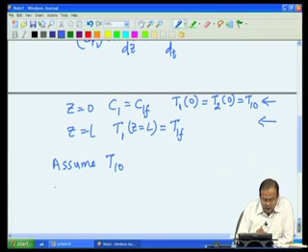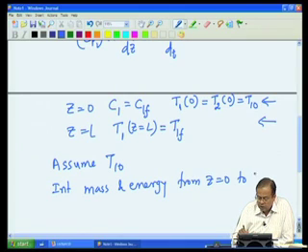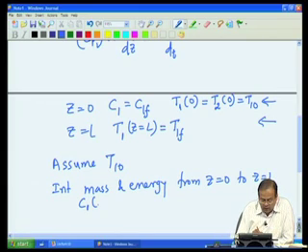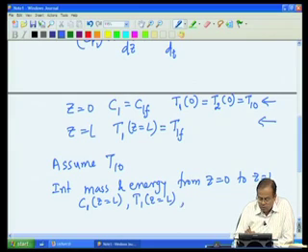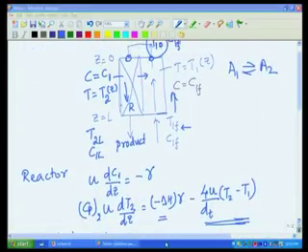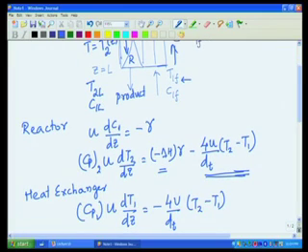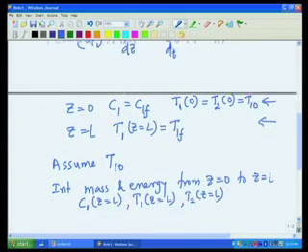Then I integrate the mass and energy balance from z equal to 0 to z equal to L. So, I will then know C1 at z equal to L, T1 at z equal to L and T2 at z equal to L. That is, if I assume a value of T10 over here, then I can simply solve these 3 mass and energy balances in a forward direction from z equal to 0 to z equal to L and get these values.